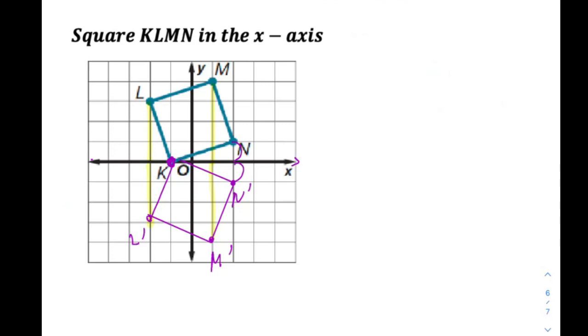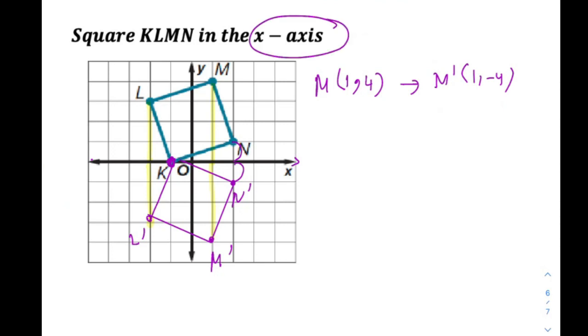Good. Now, what will you notice here? Originally, M was at 1 and 4, right? Where was M prime? M prime was at 1 and -4. And the reflection was across x-axis. What happened? X stays the same and Y just reverses the sign. And it will be valid for all points.